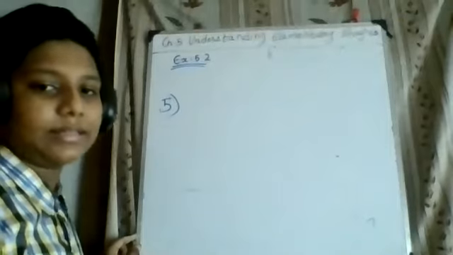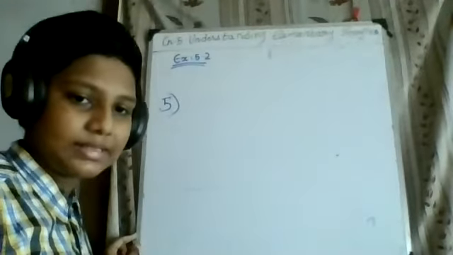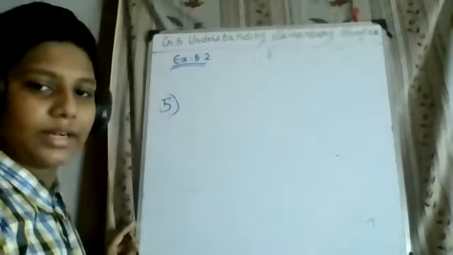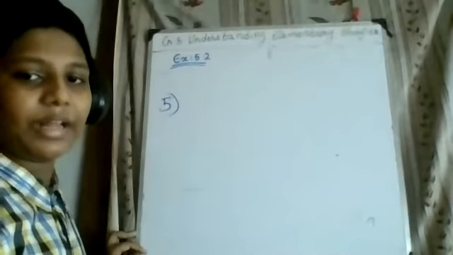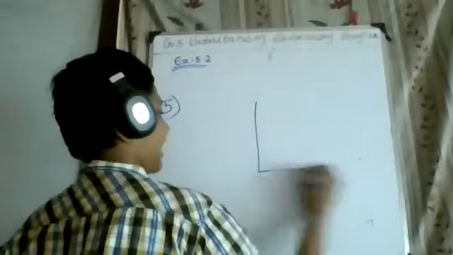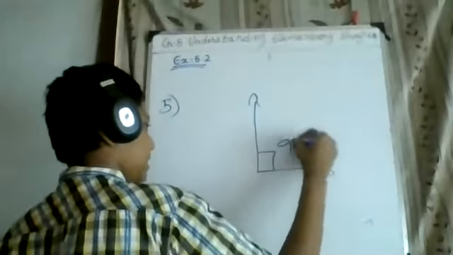The number of right angles turned through by the hour hand of a clock when it goes from... What is a right angle? A right angle means it makes 90 degrees.